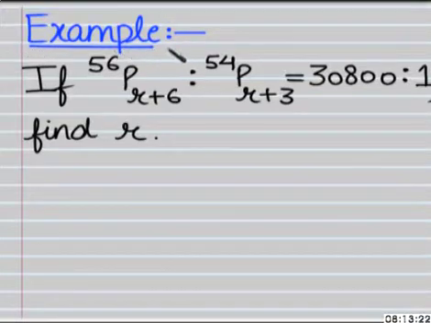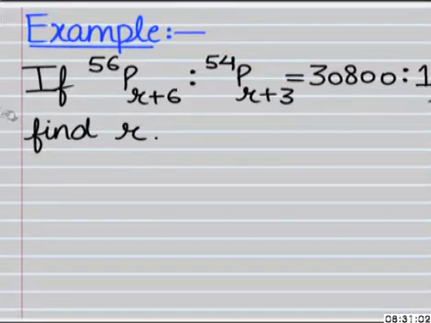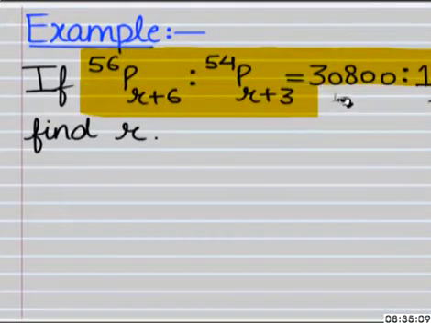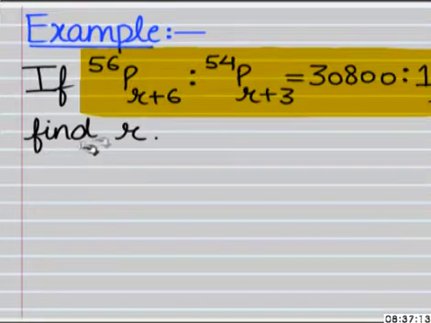Let us see another example. If 56P(r plus 6) ratio 54P(r plus 3) is equal to 30,800 ratio 1, find r.